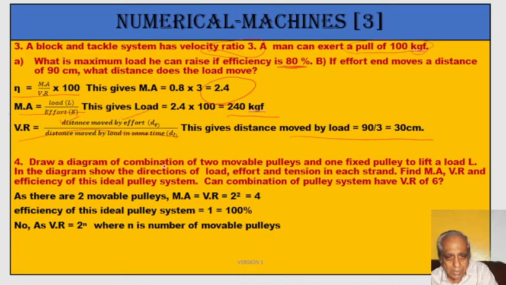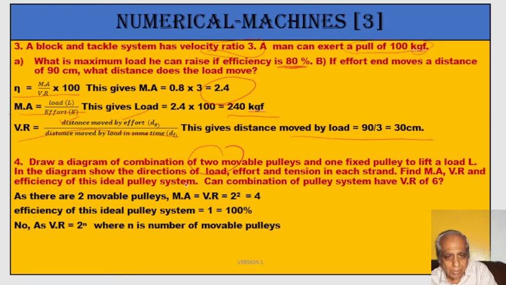He says draw a diagram of a combination of two movable pulleys and one fixed pulley. So movable pulleys are 2, and fixed pulley is always 1 in a combination. So my velocity ratio and mechanical advantage would be 2 for an ideal system. Otherwise velocity ratio would be 2, mechanical advantage would be less than 2. Last time I showed the diagram of 3 movable pulleys. You remove 1 movable pulley, you can draw this diagram. This is homework. Okay.